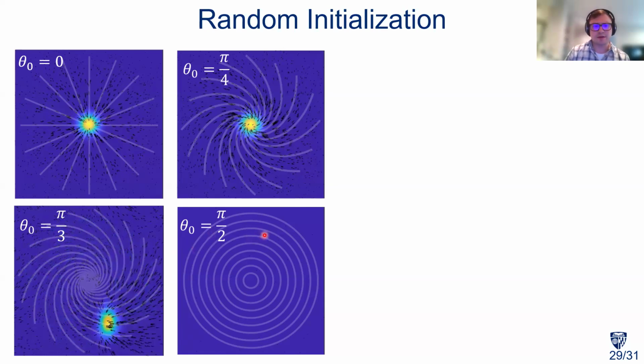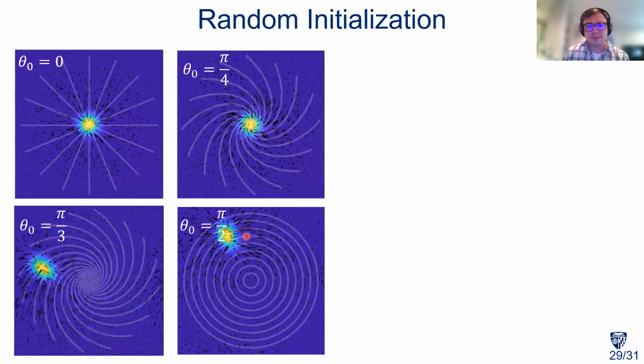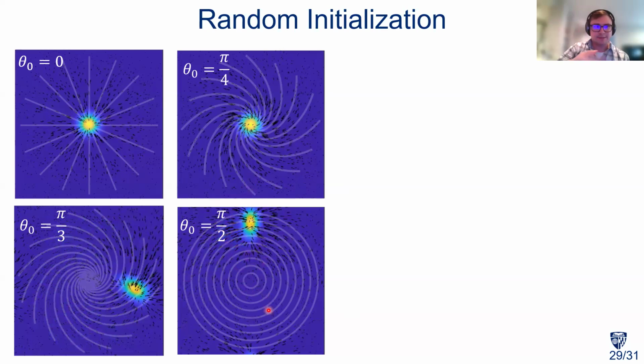In the other extreme of theta naught equals pi over 2, if the cluster does not form at the center, it will just get pushed away. And here it's moving actually because of the periodic boundary conditions. It's just picking the y direction because that's where it nucleated closest to. But if I increase the system size, it would just sit far away from where it nucleated.